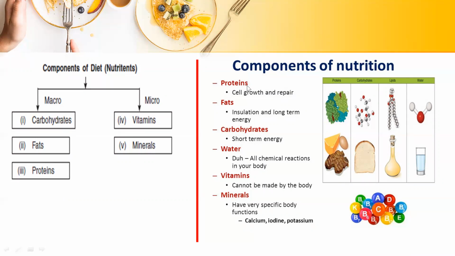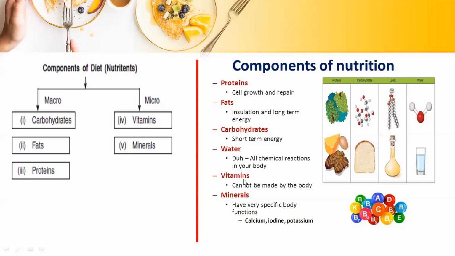Protein refers to cell growth and repair. These are the muscle building blocks. Fat provides insulation and long-term energy. Fat is also a source of energy, and carbs are also the richest source of energy. Water is responsible for all chemical reactions in our body, helping the enzymes and chemical reactions in our body.